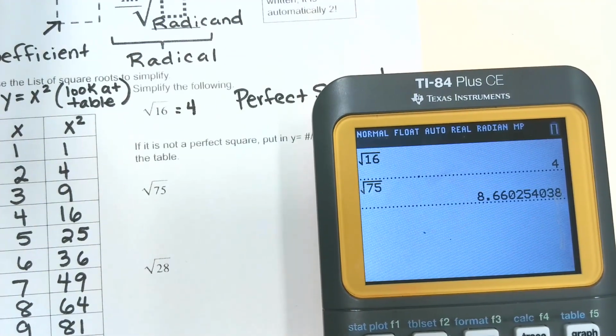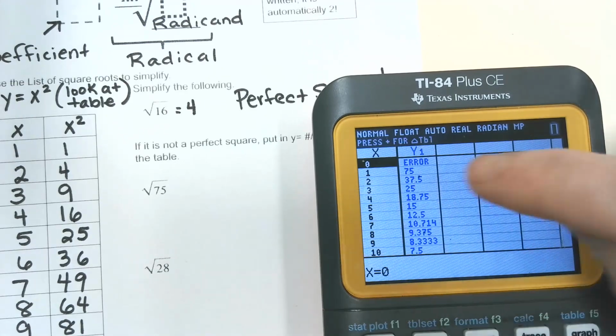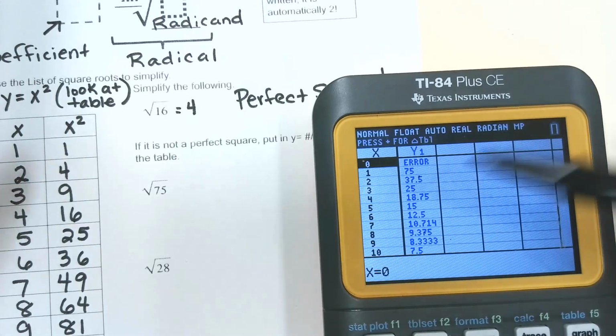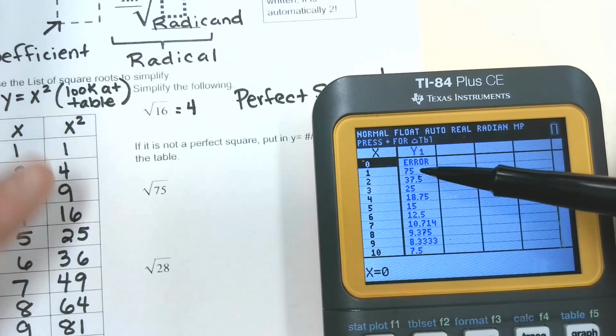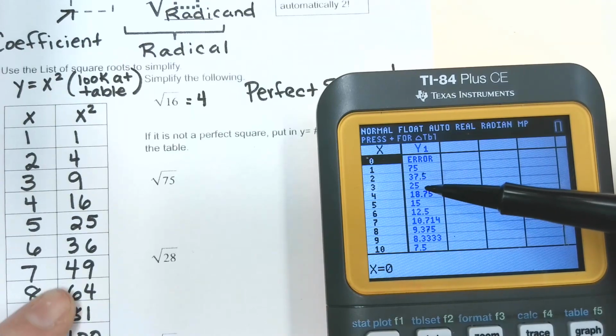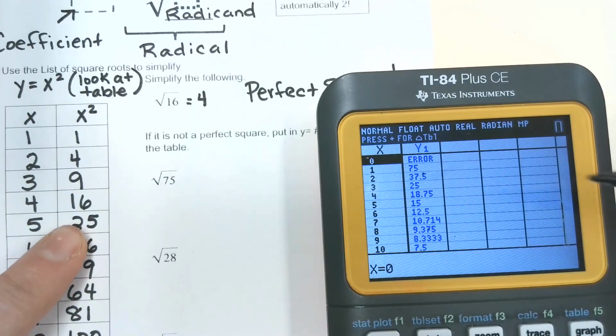Okay, we know it's not a perfect square. So let's hit second graph. Now look on the right side for the perfect squares. So I'm going to ask myself, is 75 on the list? So I'm going to look, okay, nope. That's a decimal, it's not going to be on the list. 25, is 25 on the list? Yes.